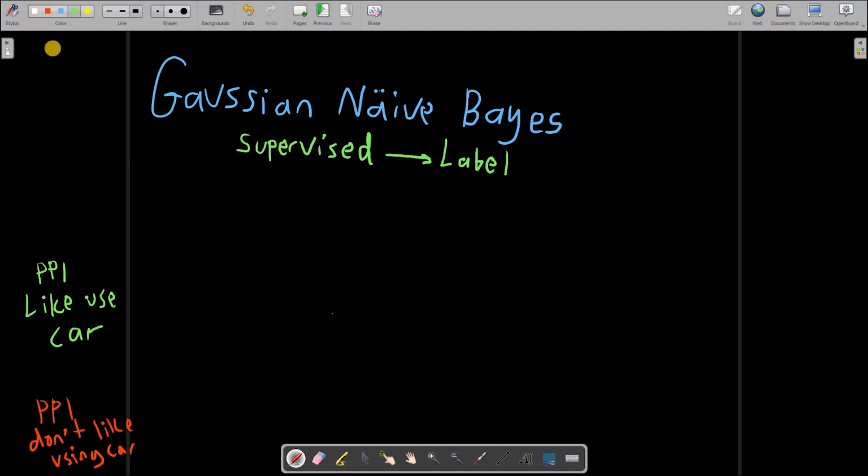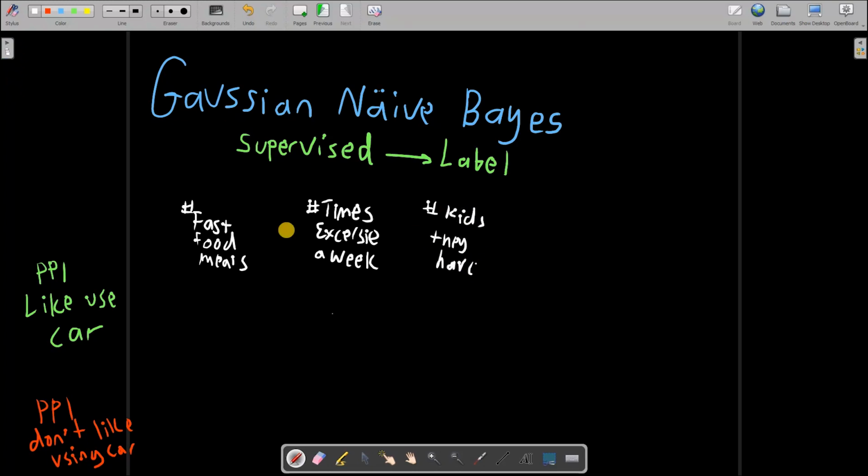And let's say we collected some information, and this information can be represented as follows. Let's say it depends on their consumption of fast food per day, how many meals. Let's say it also depends on how many times they exercise a week, and also how many kids they have. As you can see, we have these four categories. And let's say that we have multiple samples for each of them. Here, I'm going to say this is maybe the first sample, second sample, etc.